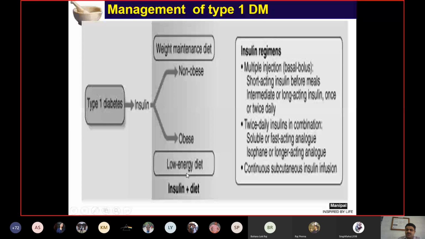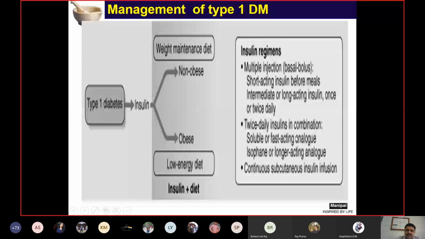And of course, for type 1 diabetes mellitus management, the first line treatment is insulin and diet. And this insulin could be given by three methods, that is, insulin regimens. One is what we say multiple injection or basal bolus method. And the second one is what we say split mixed insulin. This is twice daily insulin in combination, generally we say split mixed regimen. And the next one is basal bolus.